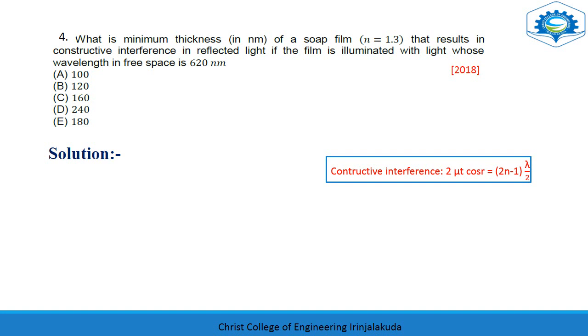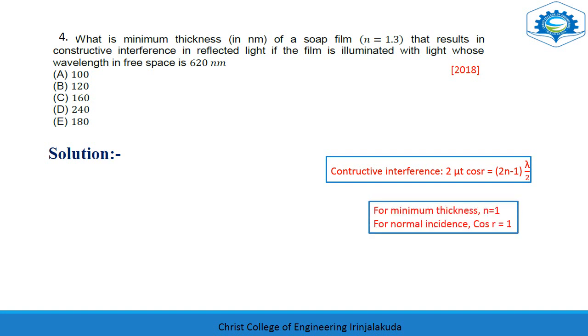So this is the required equation. Constructive interference: 2 mu t cos r is equal to (2n minus 1) lambda by 2. To calculate minimum thickness, small letter n is equal to 1. For normal incidence, cos r is equal to 1. We can substitute these results in the general equation for constructive interference. Then we get 2 mu t is equal to (2n minus 1) lambda by 2.